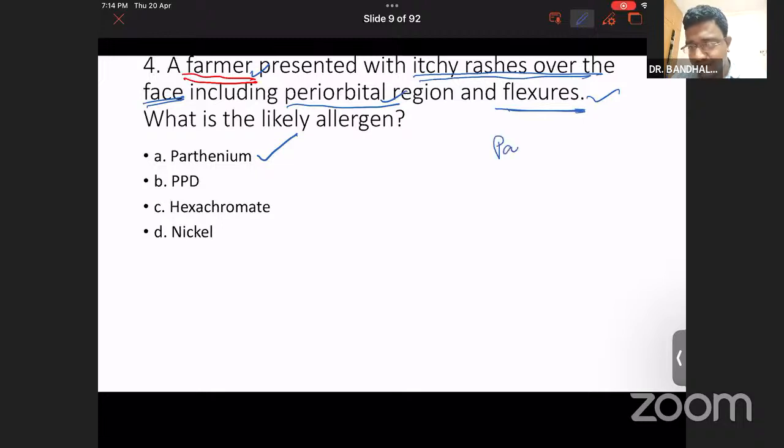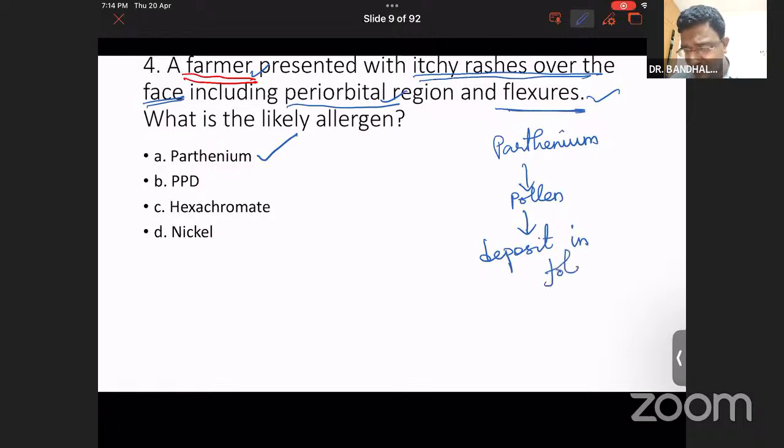So for an example like this, parthenium pollens deposit in the exposed areas, and in folds or flexures. Wherever folds or flexures are there, it will deposit, like the upper eyelid, behind the ear, axilla and so on. So it will create allergic contact dermatitis in farmers. So this is very important. Apart from that, we should know the other allergens given here, like PPD, hexachromate, nickel.